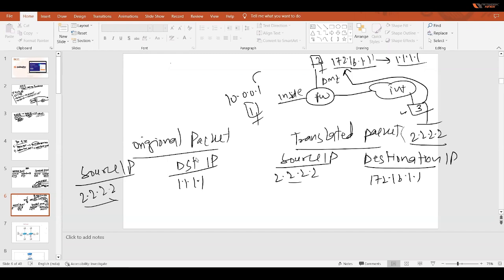172.16.1.1. So this is what is called destination NAT. What is being NATed here? Destination IP is being NATed. Okay, guys, so now we got the concept of source NAT and destination NAT. Let me explain this again. Here I want to show you the destination NAT.